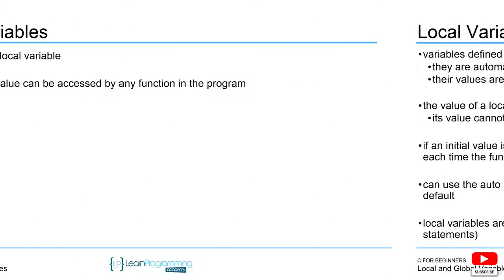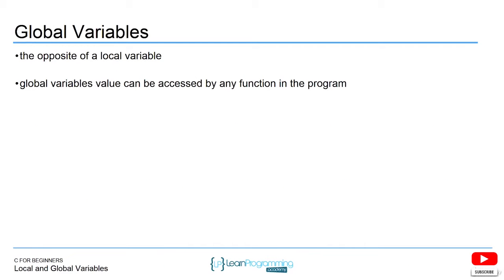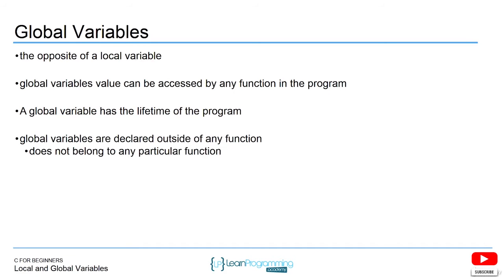Global variables are the opposite of local variables. Global variables can be accessed by any function in the program. The way that you create a global variable is you just put it at the top, outside any function. Global variables are declared outside of the function and they do not belong to any function. And remember, main is a function. So any variables defined in the main function are only accessible in the main function, and are not accessible in any other functions.